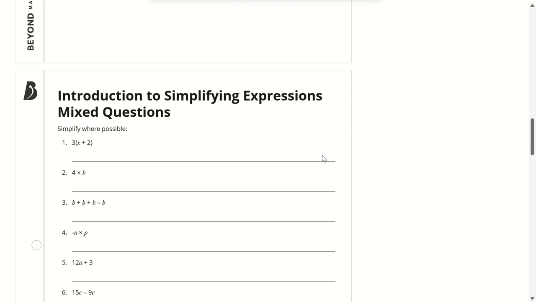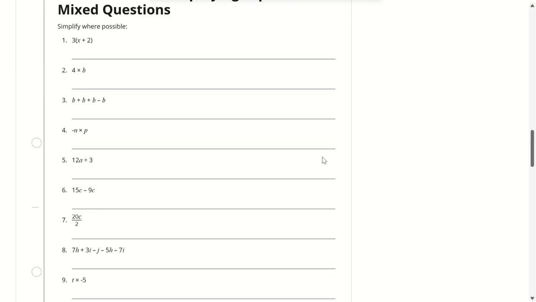Let's simplify where possible these expressions here. So 3 times x is 3x. 3 times 2 is 6. 4 times b is 4b. I've got 3 b's, take away a b is going to be 2b. Minus n times p is just minus np.